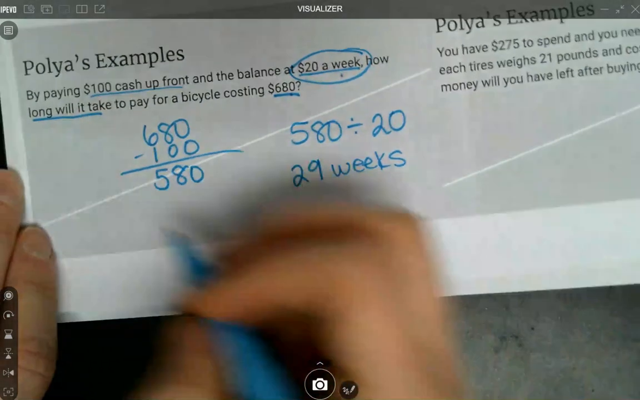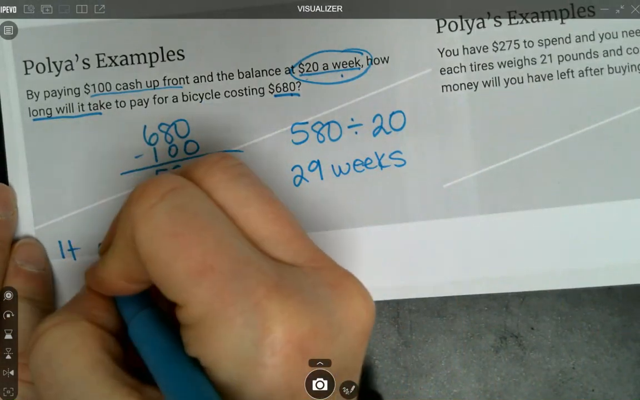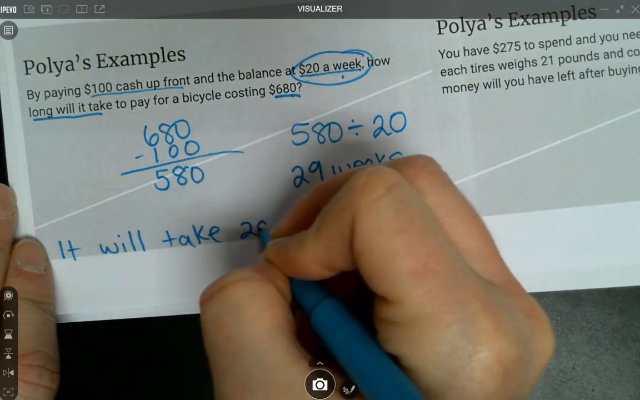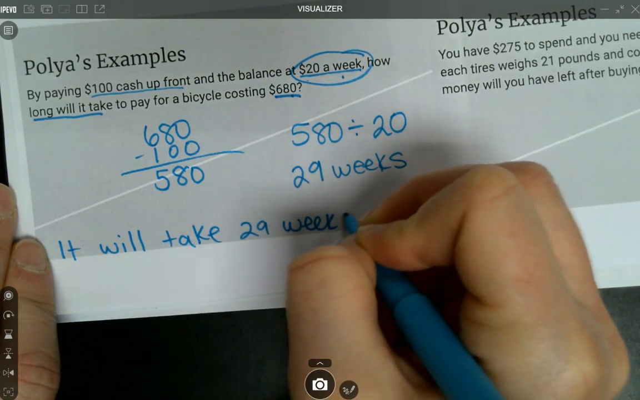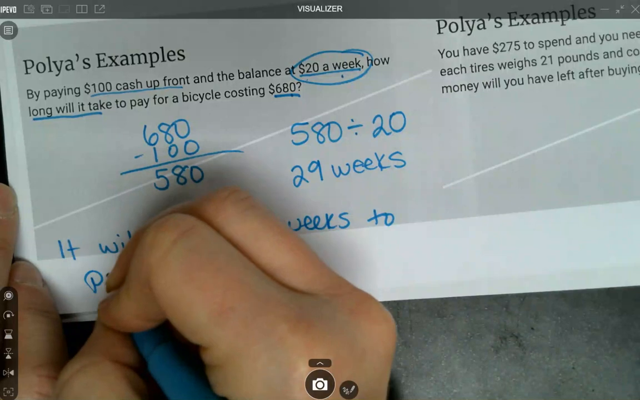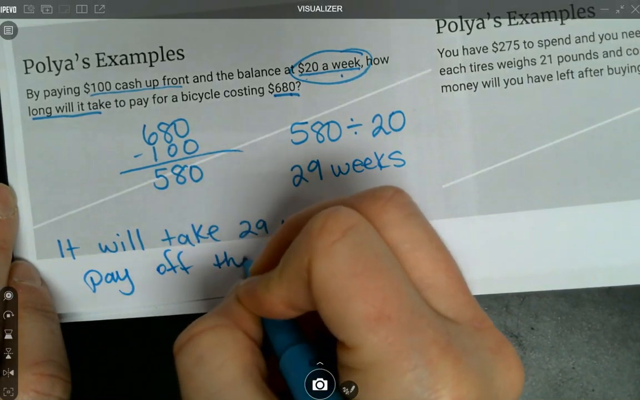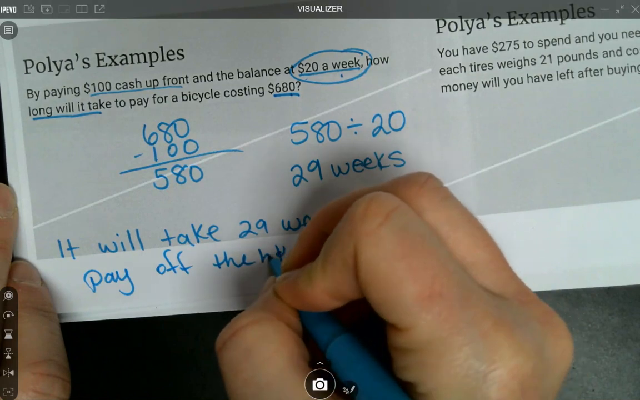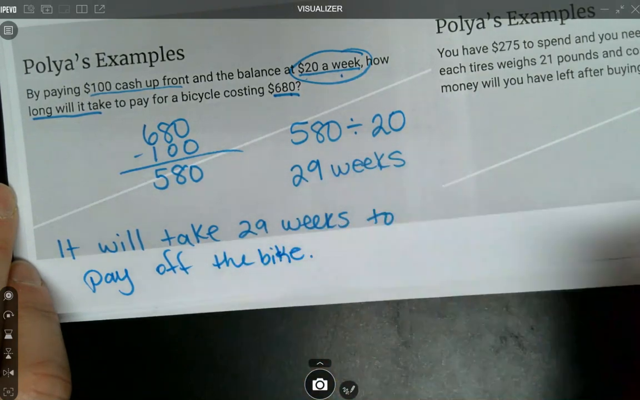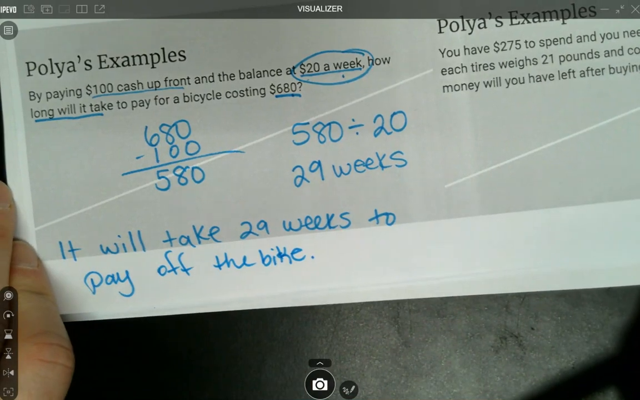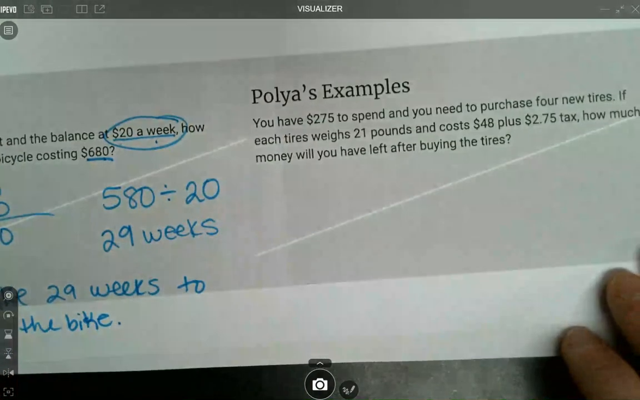So if we want to write this in words, we'll put it will take 29 weeks to pay off the bike. Okay, let's go to the next one.